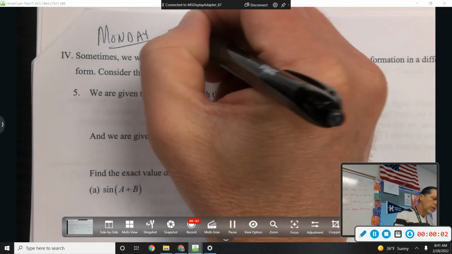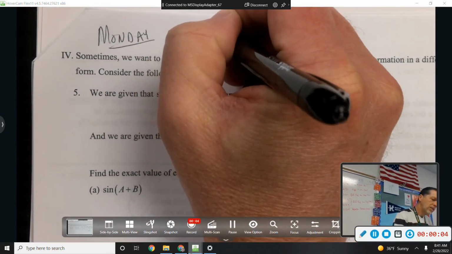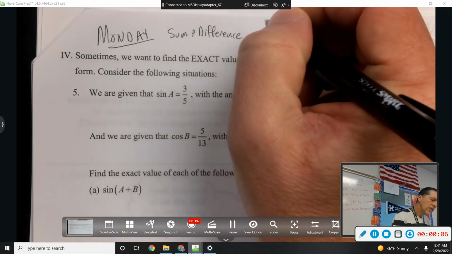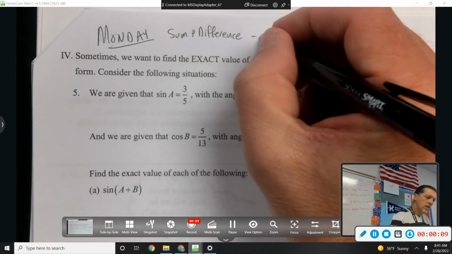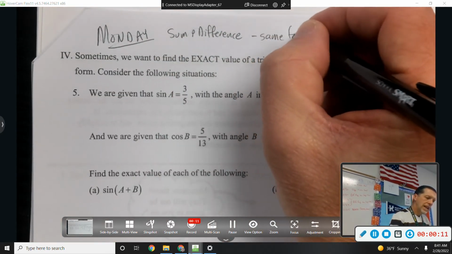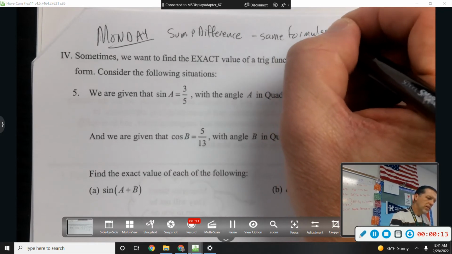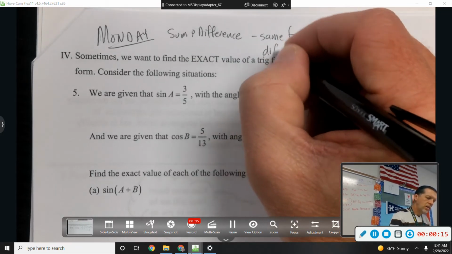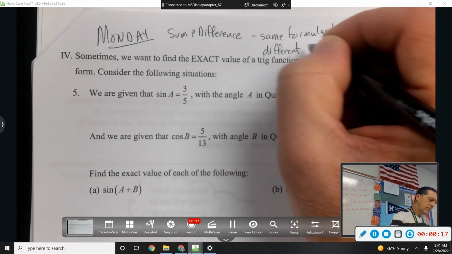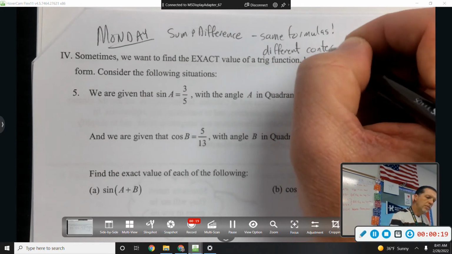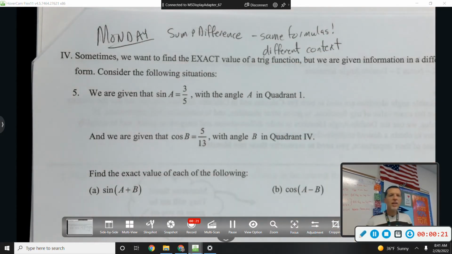So we're still doing sum and difference identities. So it's the same formulas. Same formulas. Different context, maybe is a word to say. Different context. Today we're not on the unit circle.